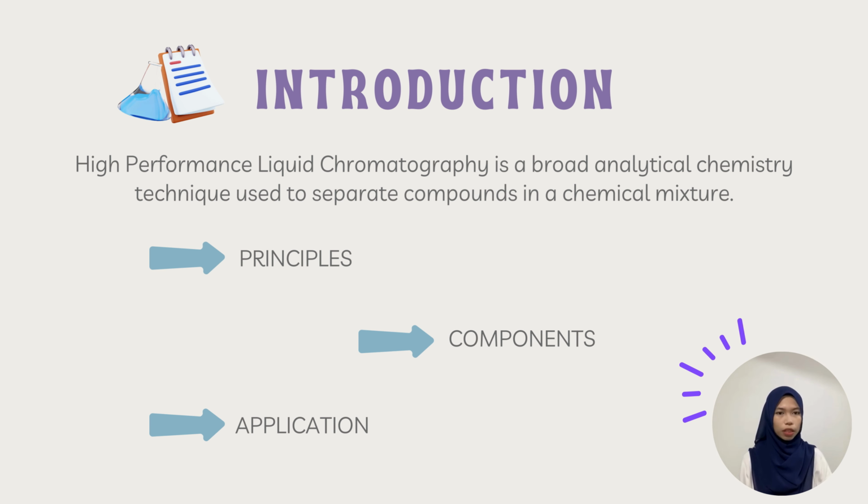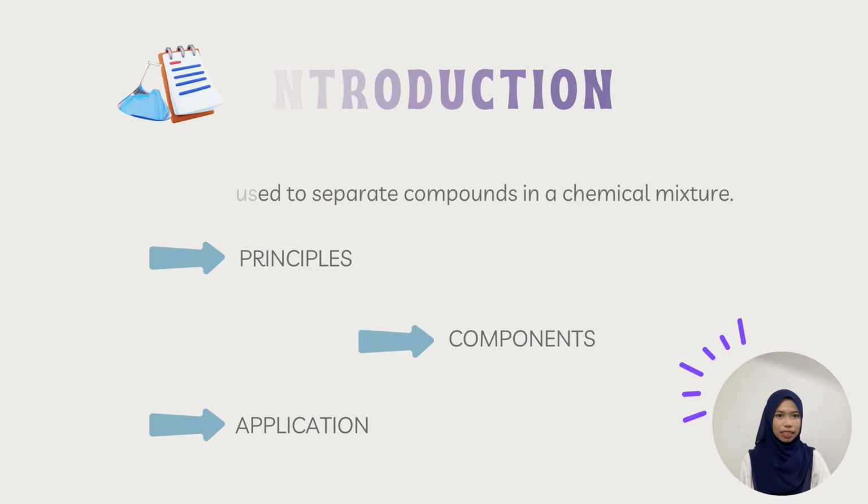We'll present to you about metformin in urine by HPLC method. High performance liquid chromatography, or so-called HPLC, is a broad analytical chemistry technique that is used to separate compounds in a chemical mixture. Let's find out about the principles, components and applications of HPLC.